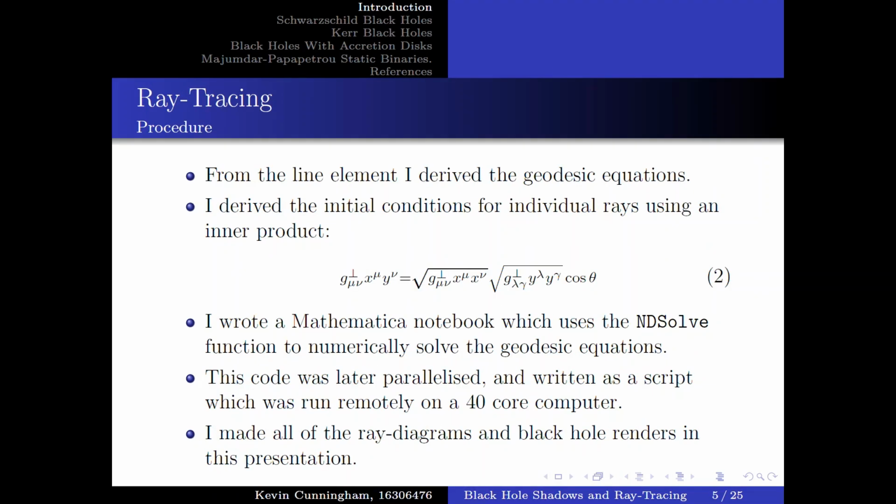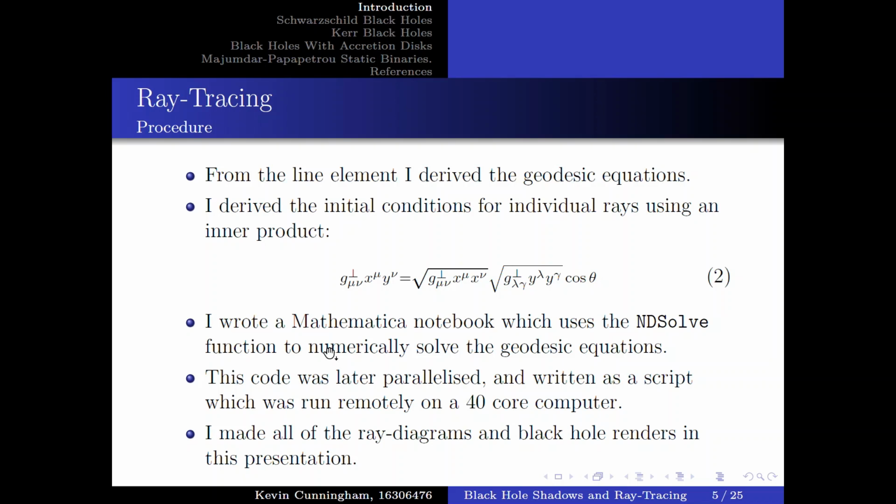On the previous slide, I introduced the idea of a line element, and I said that we can use this to derive the geodesic equations, and that's what I did for each of the spacetimes that we'll see later on in the presentation. In order to relate the initial conditions of each geodesic to the direction that a ray of light approaches our observer at, I used an inner product like we see here. This is the same concept as taking a dot product in Euclidean space. Here, g is our metric, which encodes the same information about curvature that the line element does, but this little symbol here I'm using to denote the fact that this is the part of the metric orthogonal to the time direction, so it's the spatial part of the metric.